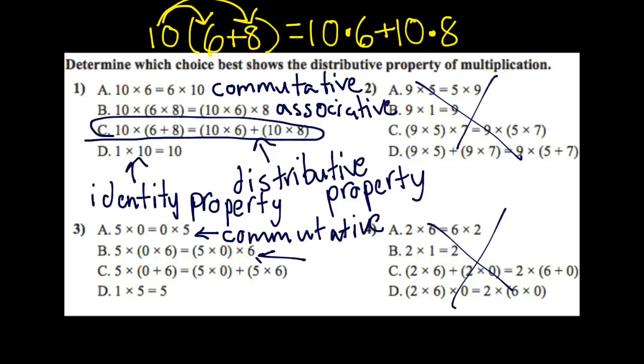Next one shows 5 times 0 times 6 is equal to 5 times 0 times 6, but the parentheses moved. That shows the associative property.